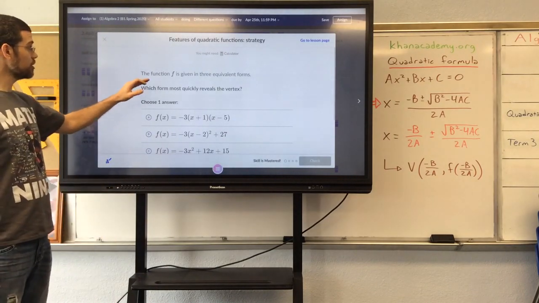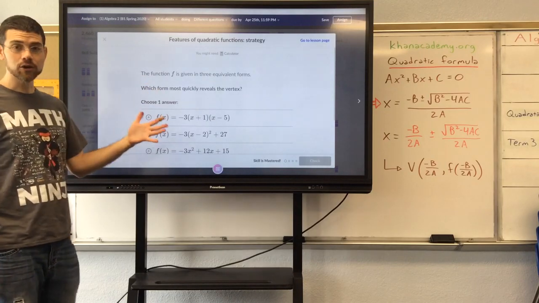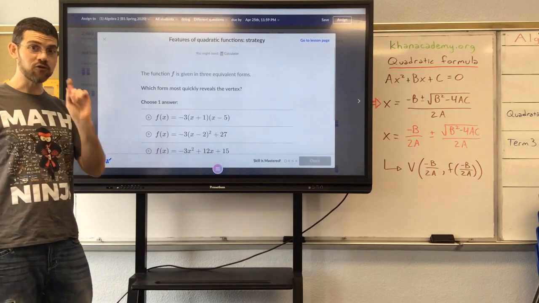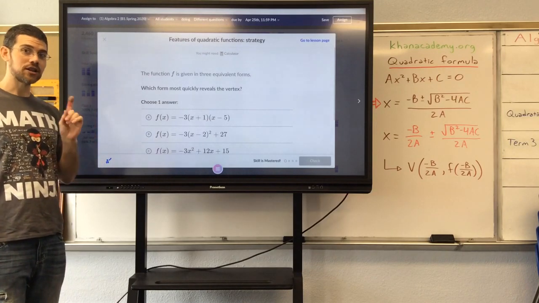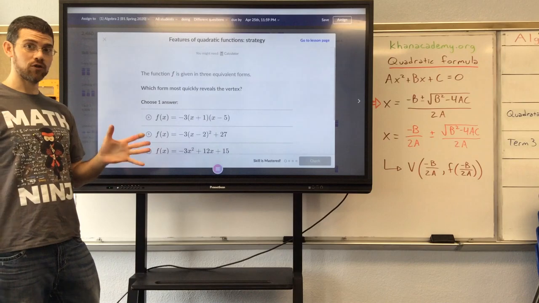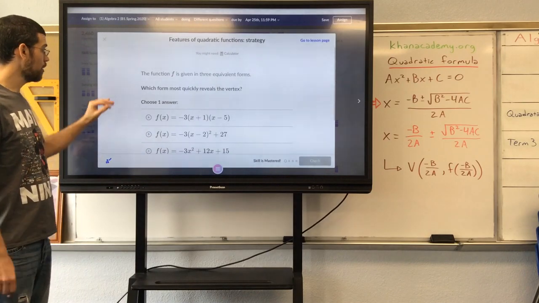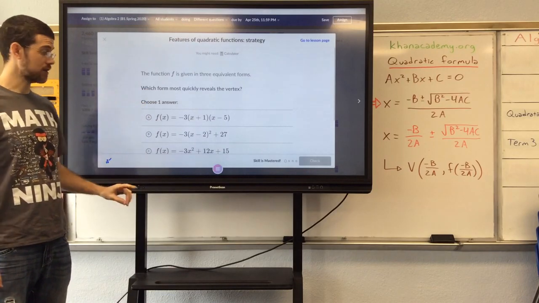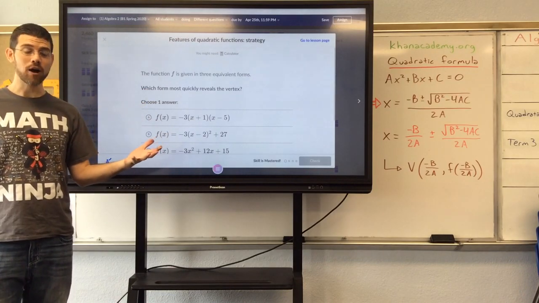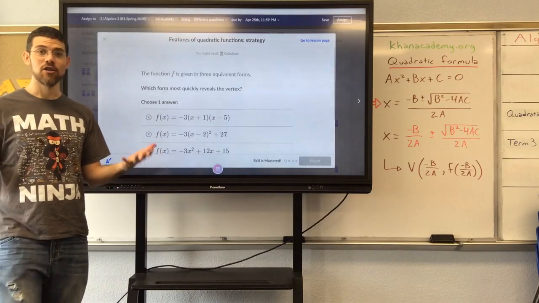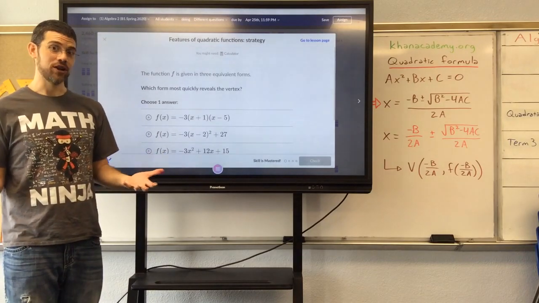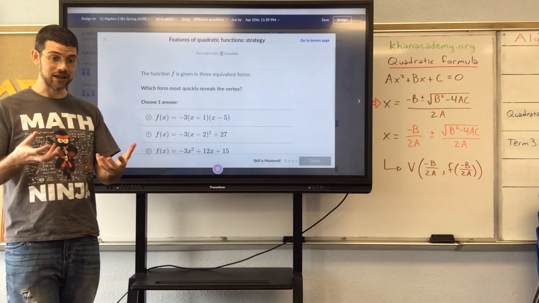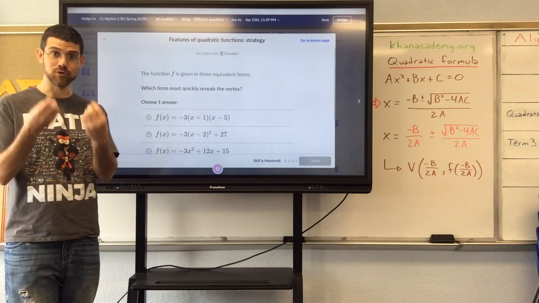So the function f is given in 3 equivalent forms. So they've just told us that they're going to give us the same function, but they're going to express it in 3 different ways. So these are equivalent. We've been given that information. Which form most quickly reveals the vertex? What should pop into your mind is the vertex form of an equation. That is the form of the equation that has the vertex coordinates built right into it.